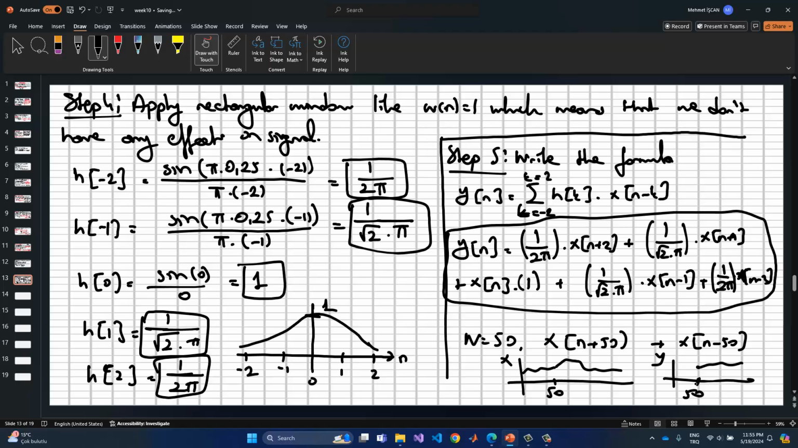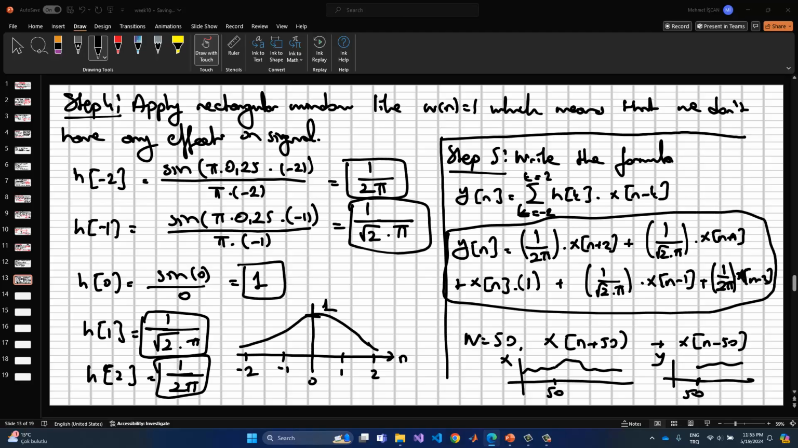That's all for the FIR filter design. In the following lesson we will implement the IIR and the FIR filters in MATLAB applications.